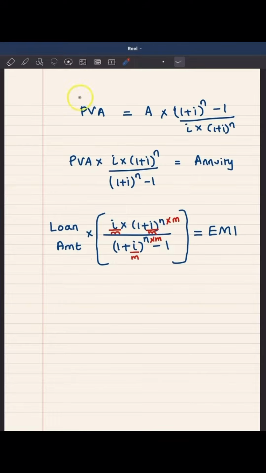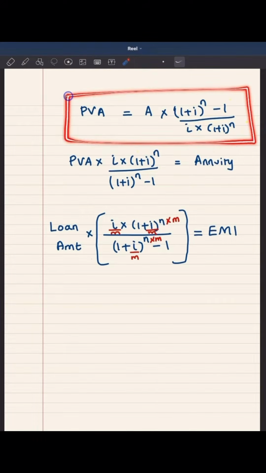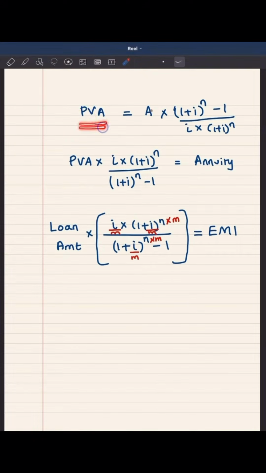Let's see. The formula actually originates from the formula of present value of annuity. Present value of annuity is basically annuity multiplied by this annuity factor. This annuity factor is ((1 + i)^n - 1) / (i × (1 + i)^n). Here i stands for interest rate, n stands for number of periods, and this is the formula for finding the present value of annuity. So we will just shift this to the right hand side, so we will be left to find out what the annuity is, and that's what you see here.